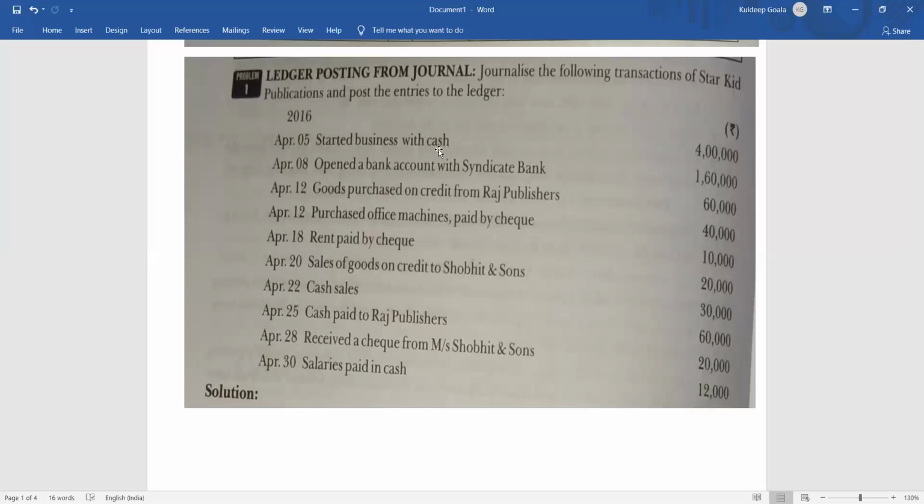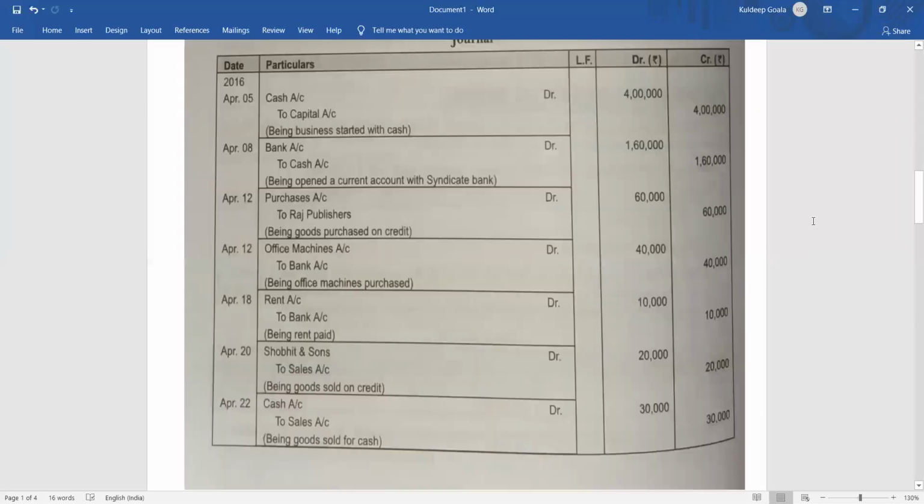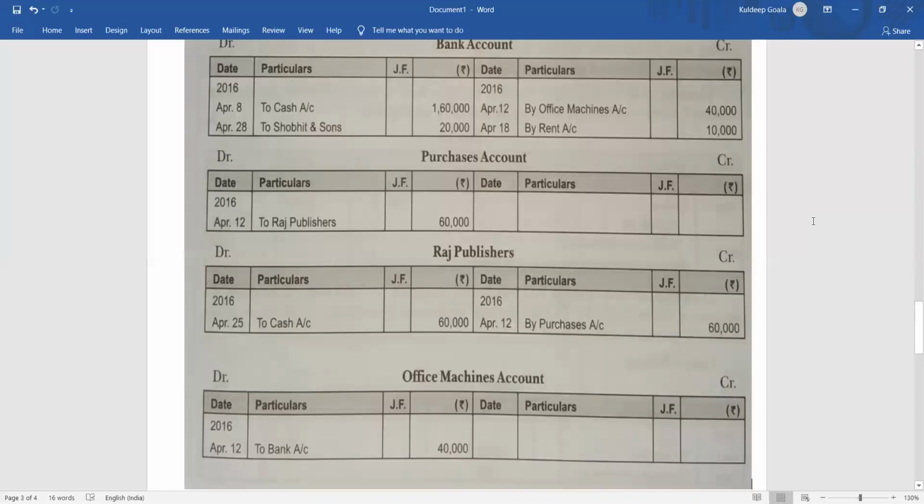So if you prepare individually, then just find out what the items are, cash and capital. You will just go and prepare one cash account and one capital account. You can just see here. I'm just showing you.